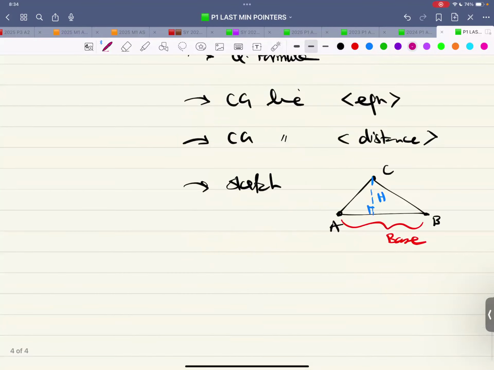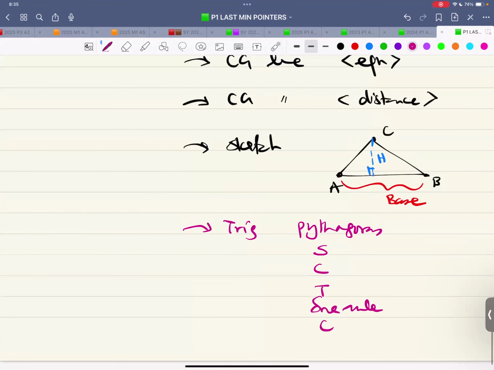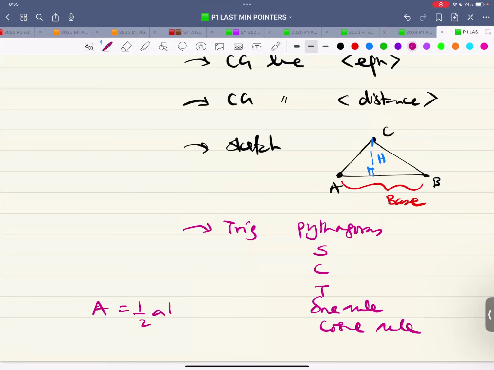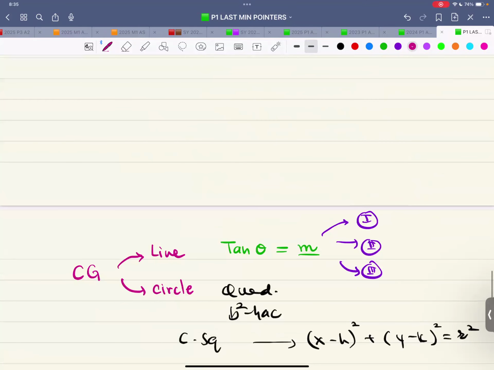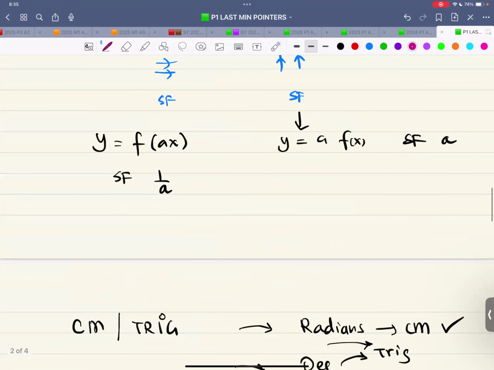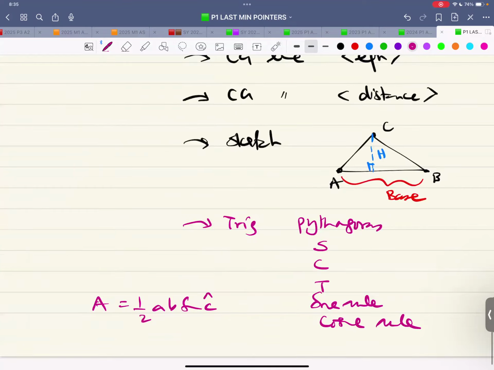Yes, trigonometry. So trigonometry, Pythagoras, sine, cos, tan, sine rule, cosine rule, area of triangle, half A, B, sine C, the same kind of thing that you have used in circular measure also. So we talked about circular measure, trigonometry, coordinate geometry, quadratics, functions.